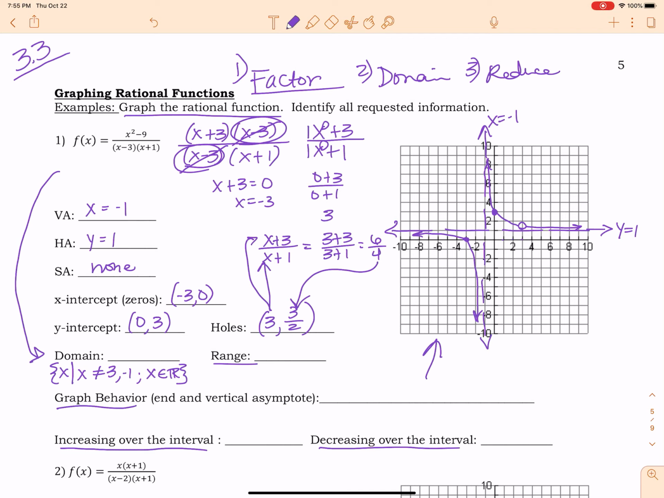Okay, now I can define my range. Remember, my range are my y values. So I'm going to start at the bottom and go up. So I've got this arrow coming down here indicates that all of the negative values are covered. So for my range, I'm going to have negative infinity up to, well, my graph is right here, but there's no value at the 1. So it's going to go up to the 1.